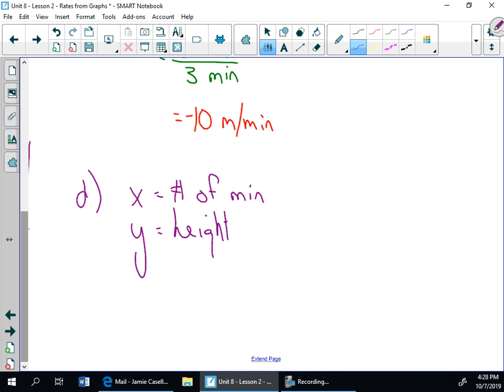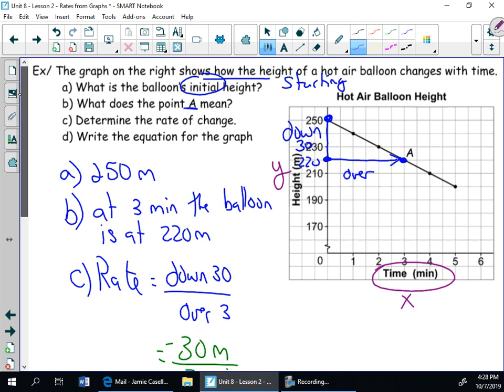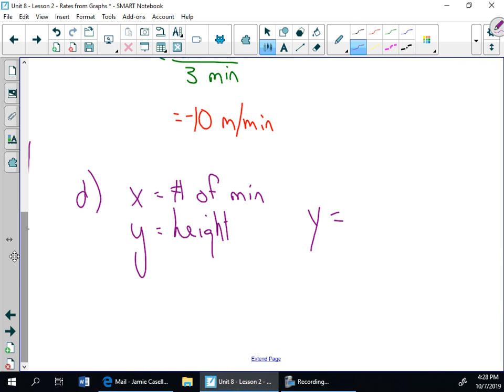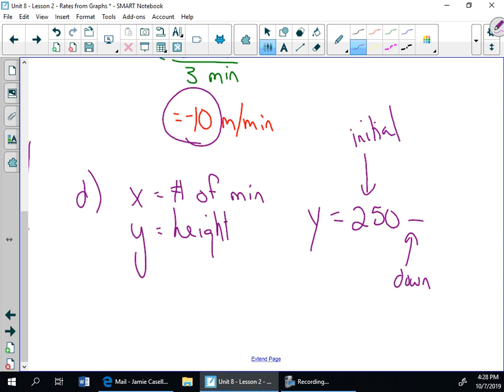Okay. Every equation is going to be the same. Y equals whatever you started at. Well, part A said, what did we start at? What was the initial height? It was 250. Okay, so this is always my initial. And then what happened next? What happened to the balloon? It started going down, so with the minus sign. How much is it going down by? Well, it's going down by a rate of 10 every minute. We don't know how many minutes are going to go by. There's our x.